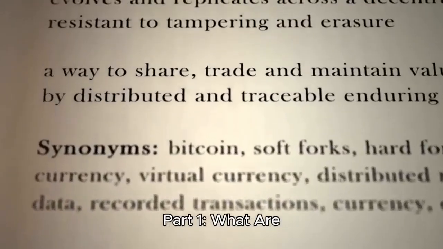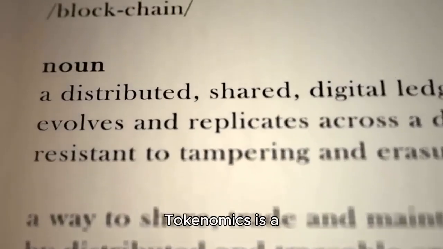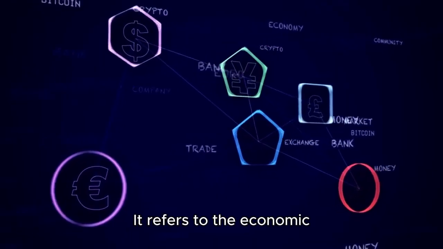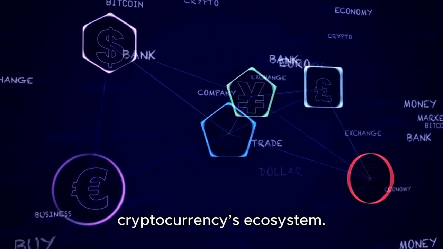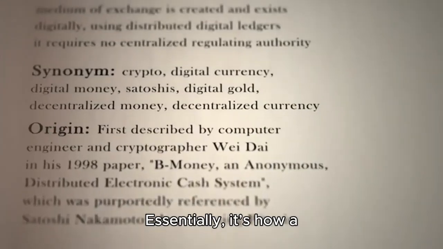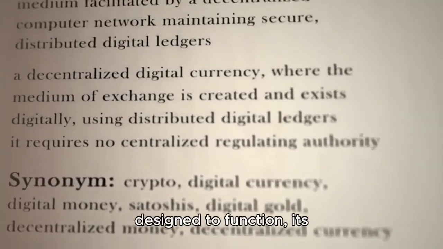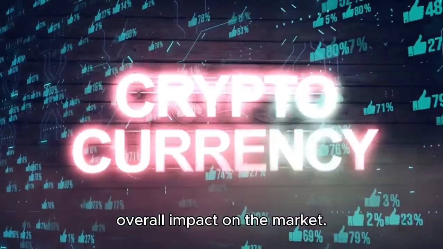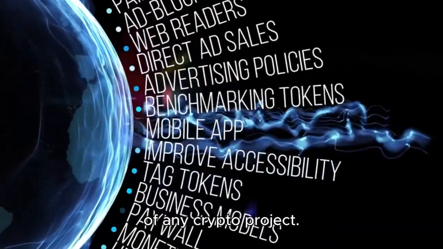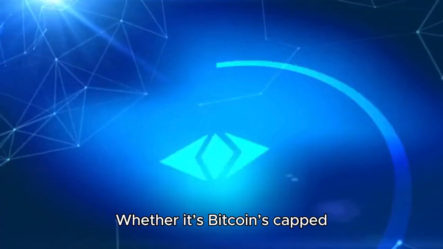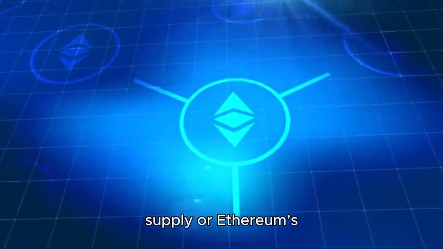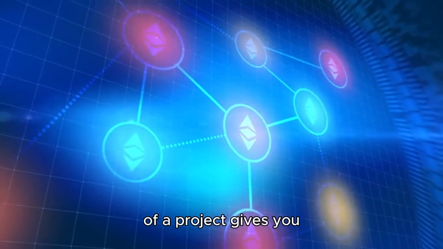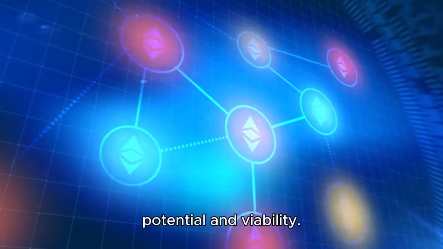Part 1. What are tokenomics? Tokenomics is a combination of two words, token and economics. It refers to the economic framework that governs a cryptocurrency's ecosystem. Essentially, it's how a cryptocurrency is designed to function, its supply and demand mechanisms, and its overall impact on the market. Tokenomics is the backbone of any crypto project. Whether it's Bitcoin's capped supply or Ethereum's transition to proof of stake, understanding the tokenomics of a project gives you insights into its long-term potential and viability.